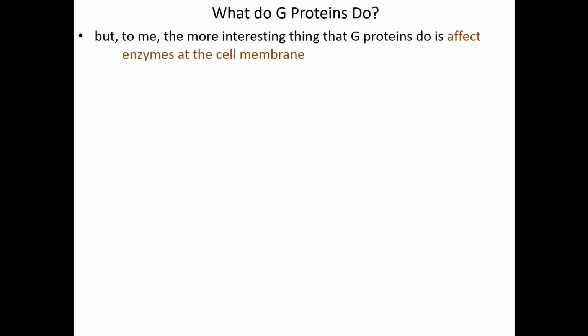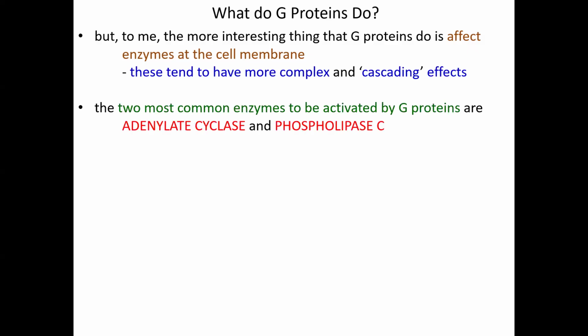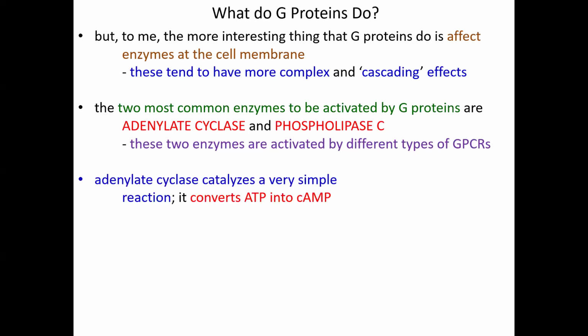To me, what's much more interesting than the ion channels are the enzymes that G proteins can affect at the cell membrane. And this is where we get those very loud, amplified, dramatic responses from the cell. These systems tend to be more complex and more cascading. The two most common enzymes that can be activated by an activated G protein are adenylate cyclase and phospholipase C, and they are completely different signal transduction pathways, and we'll talk about them separately. These two enzymes are activated by different types of G protein coupled receptors and therefore activated by different types of G proteins, but they are the two examples that we'll discuss.